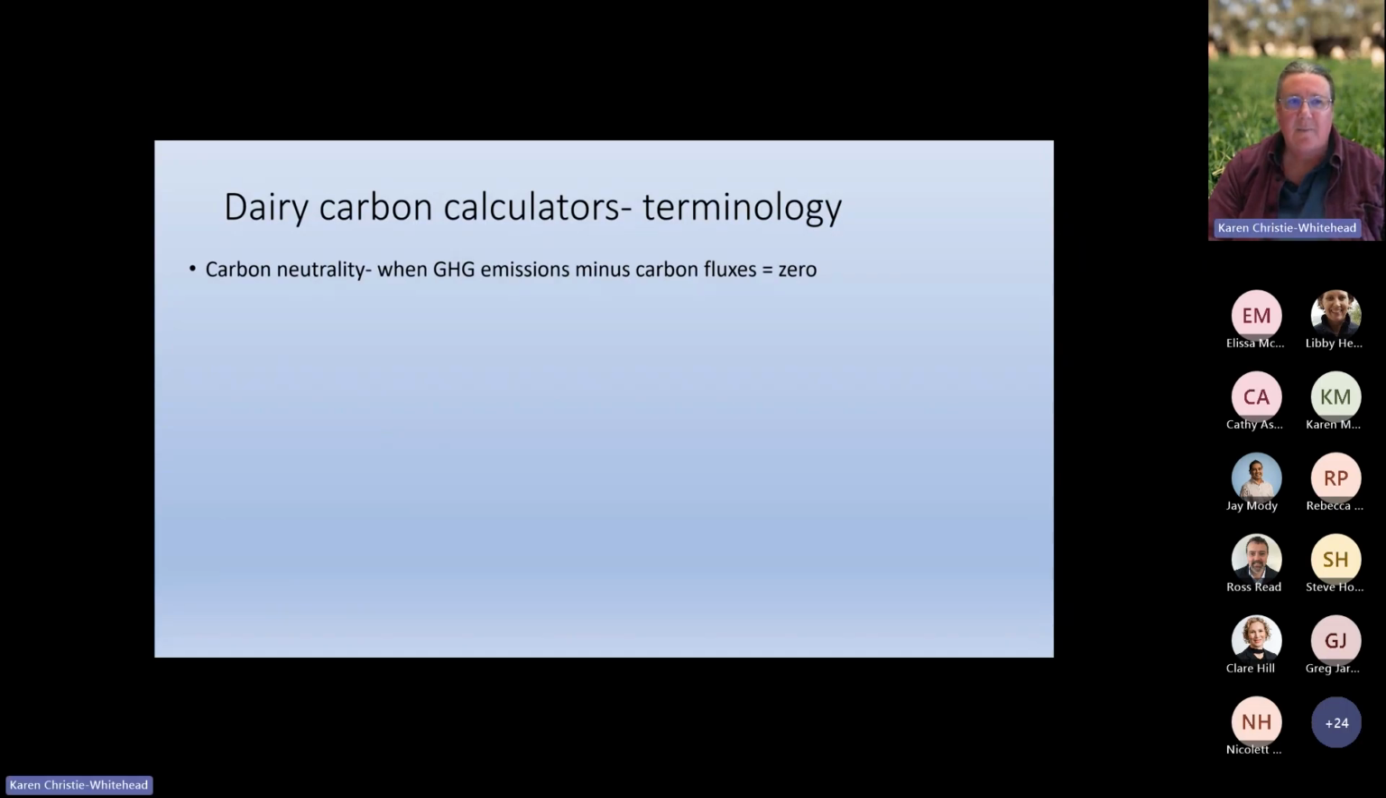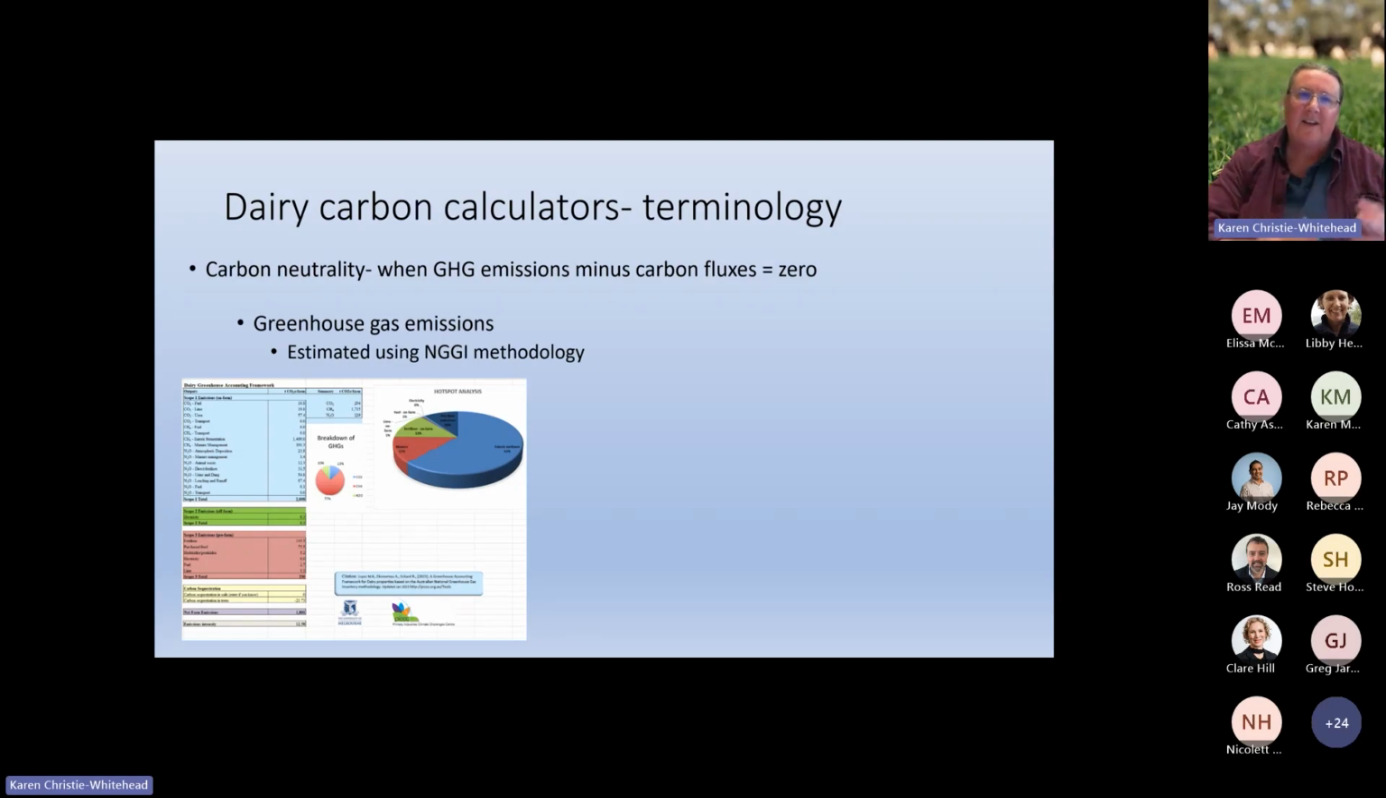So when a farm talks about being carbon neutral or carbon neutrality, it's when all the emissions, so the sources of greenhouse gas emissions, minus any carbon fluxes, so any carbon sinks, carbon sunk into soils and into trees, equals 0. So it's like a cash balance, you know, income in, expenses out. When those equal each other, you are carbon neutral.